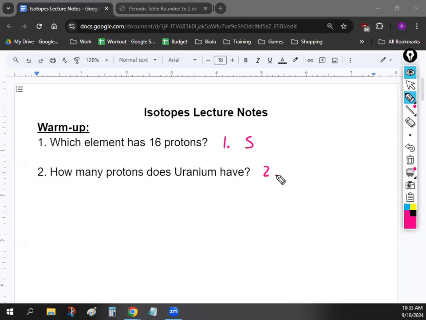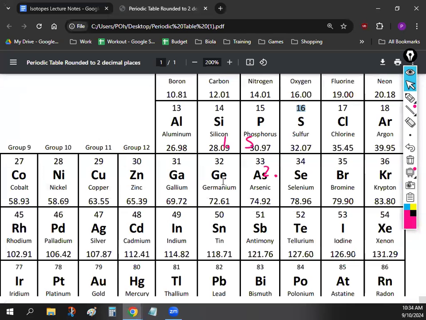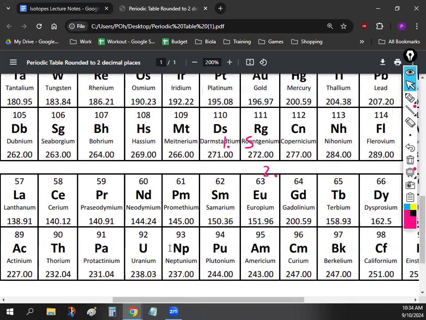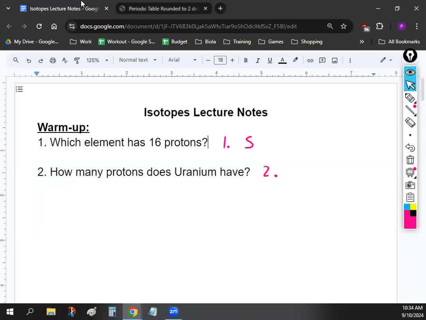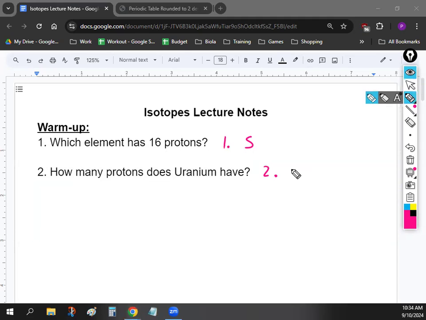All right, number 2, how many protons does uranium have? So we're going to take a look at the periodic table to find uranium. Uranium is at the bottom right here, and the number on top of the box, God bless you, is 92. So we're going to put 92 for protons. So we got sulfur, which has 16 protons, and uranium has 92. Alrighty, any questions on those? Hopefully it's not too bad. Again, it's just a review from last time.